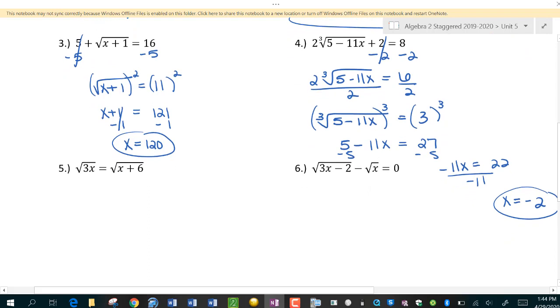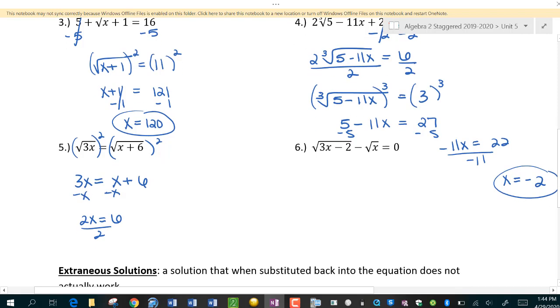Okay, for number 5, notice I have one square root on each side of the equal sign. So in order to get rid of that square root, I'm going to square both sides. The square root and the square cancel each other out, so I end up with 3x equals x plus 6. This is just a linear equation. So then I would subtract x from both sides, so I get 2x equals 6, divide by 2, and my final answer is x equals 3.